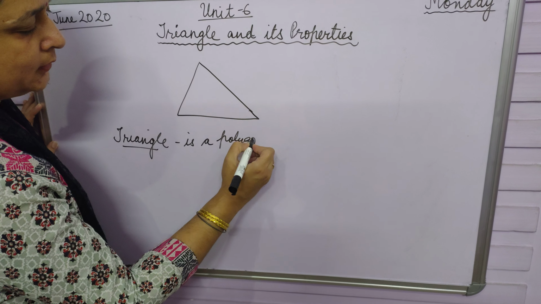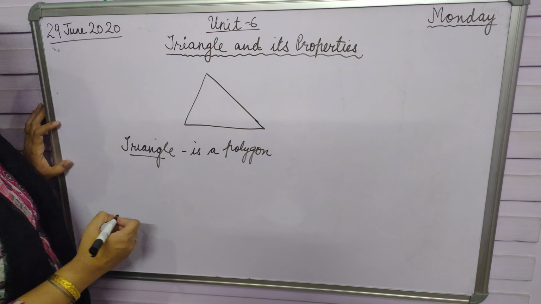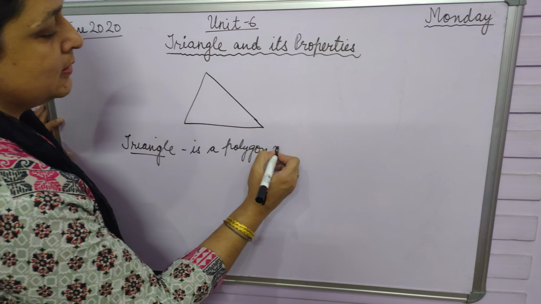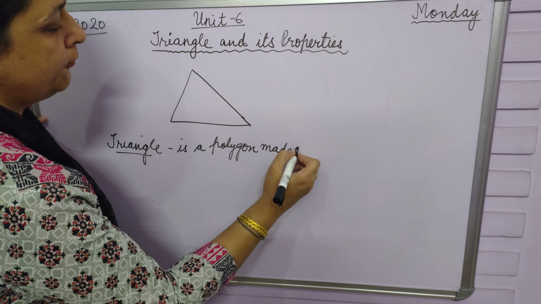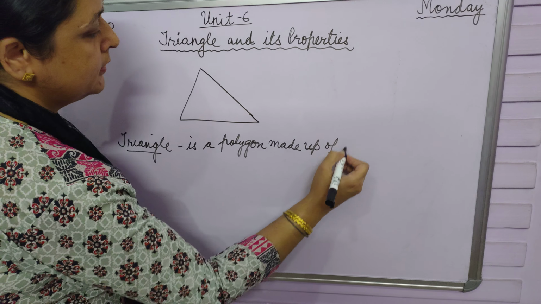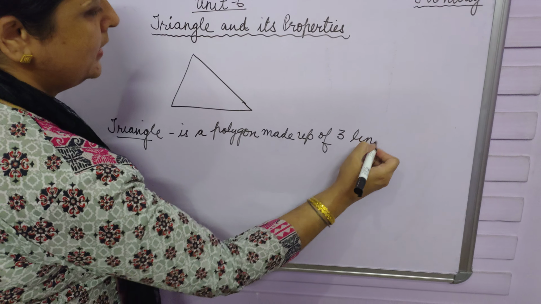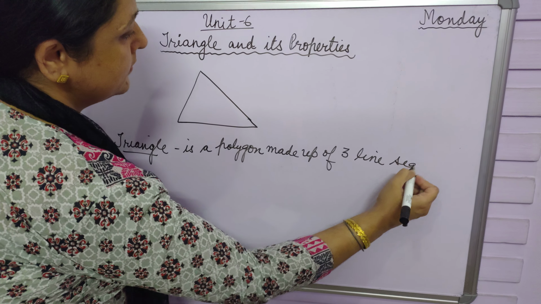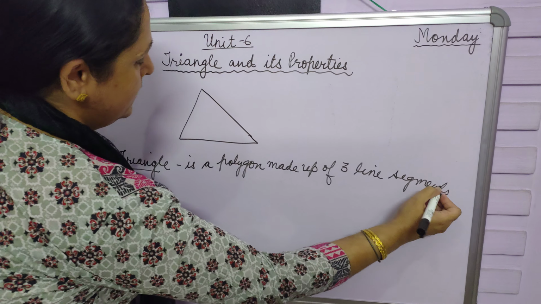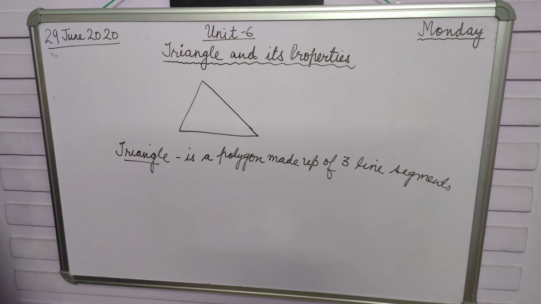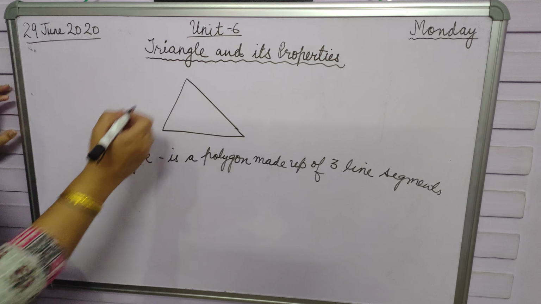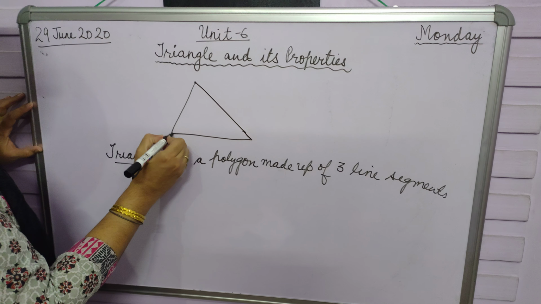Now what is a polygon? Polygon is a simple closed curve made up of line segments, made up of 3 line segments. So triangle is a polygon made up of 3 line segments. These are the 3 vertices of the triangle.